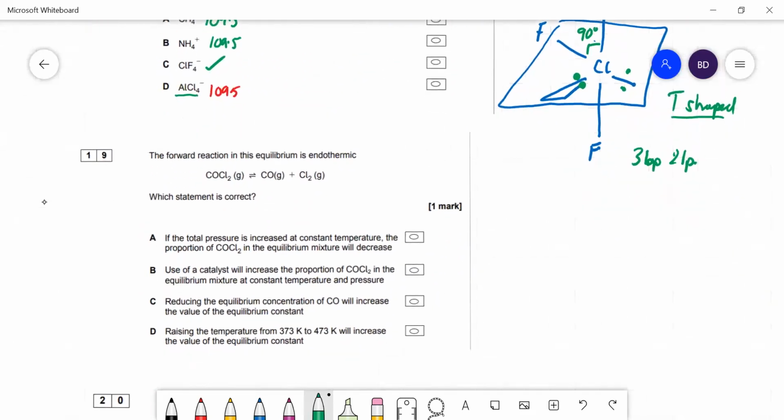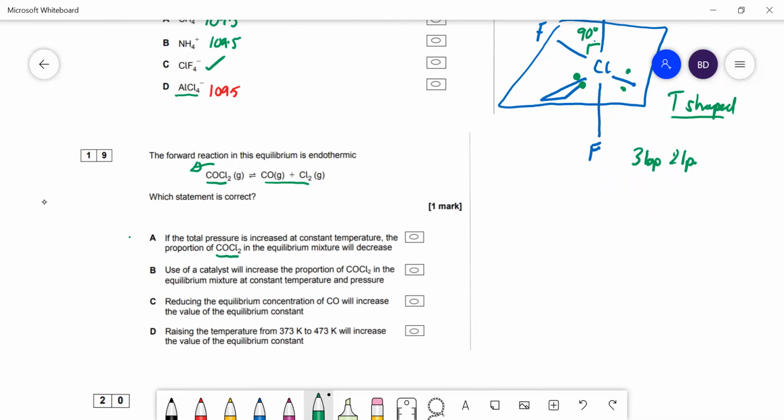Right, about equilibrium now. So we've got this equilibrium. Which statement is correct? Total pressure is increased, yeah? The proportion of that will go down. It won't, it will go up, because if we increase the pressure, that reaction is going to go backwards, because we've got 1 mole on the left and we've got 2 moles on the right. So increasing the pressure will give you more COCl2.